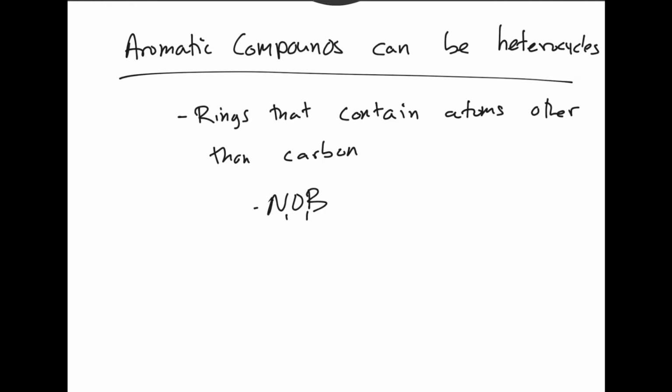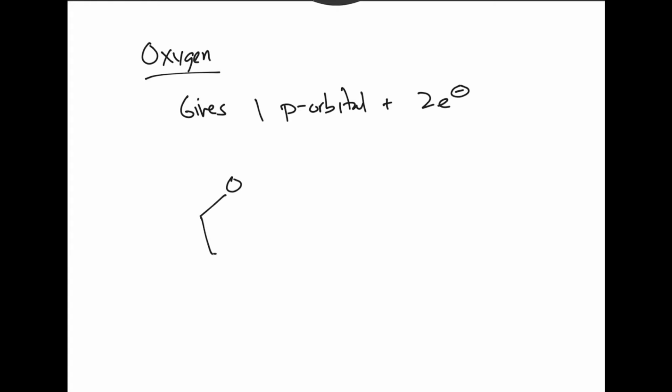All right, so we're going to start with oxygen now, because oxygen is like the easiest to see everything with. So let's start with oxygen. Oxygen is going to give you 1 p orbital plus 2 electrons. Right? So our kind of go-to aromatic compound that contains oxygen is furan.